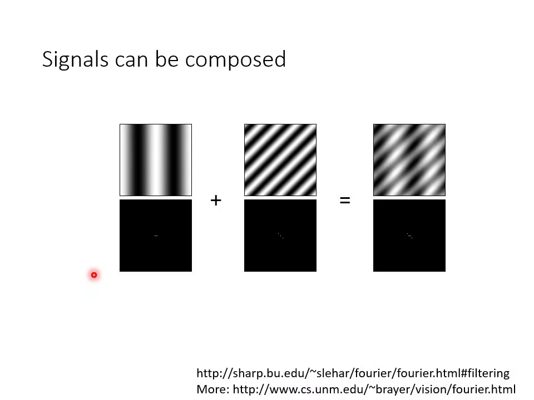Signals can be composed. For this one, this is the image, and this is the Fourier transformed result. This signal plus this signal will become the combination in the frequency domain, like this. So now you have certain knowledge of the frequency domain, and you have the tool. Then what can you do? Let's see some examples.